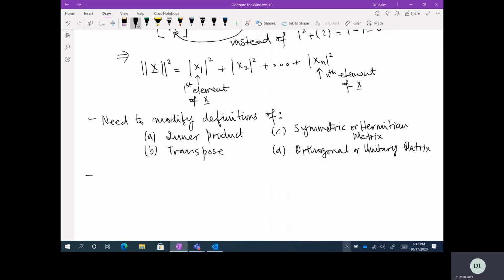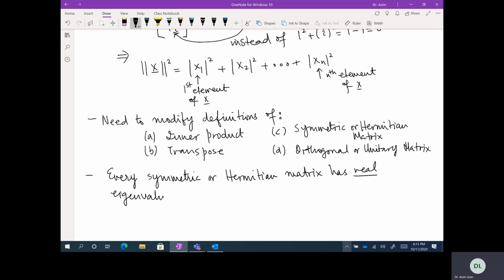So every symmetric, or Hermitian, matrix, just like we saw for the real symmetric matrix, has real eigenvalues, and we'll prove this in a little while.